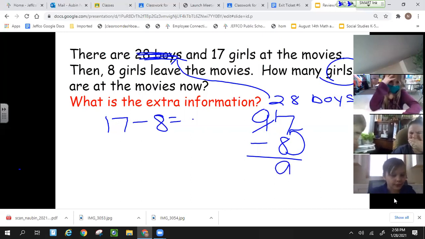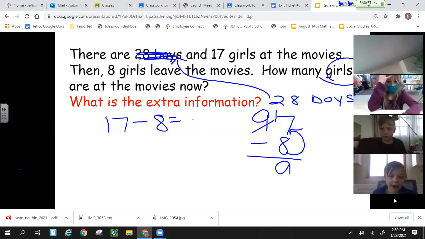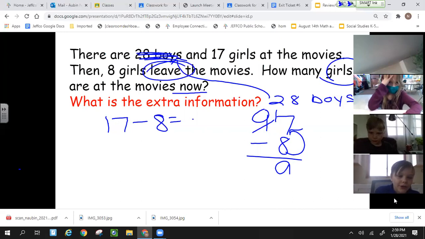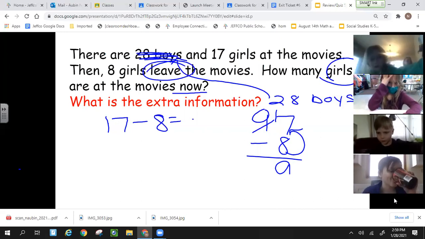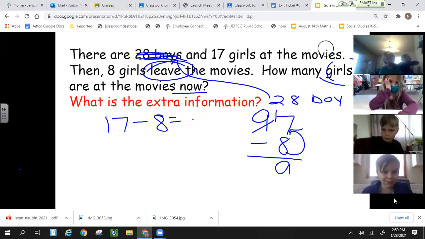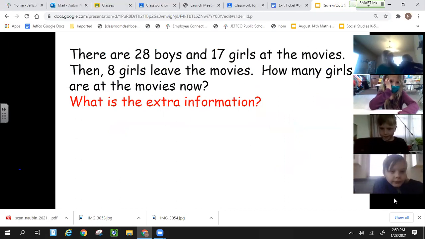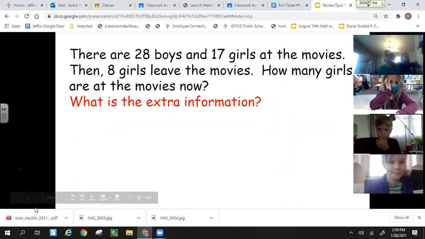How did you know to subtract? What was your key word? How many girls are at the movies now? Now, good. Did leave help any of you? Leave, goodbye, going, yes? All right. Nice. He did have the right answer. Henry, thank you. You had the right answer. Good job, buddy. All right, moving right along.